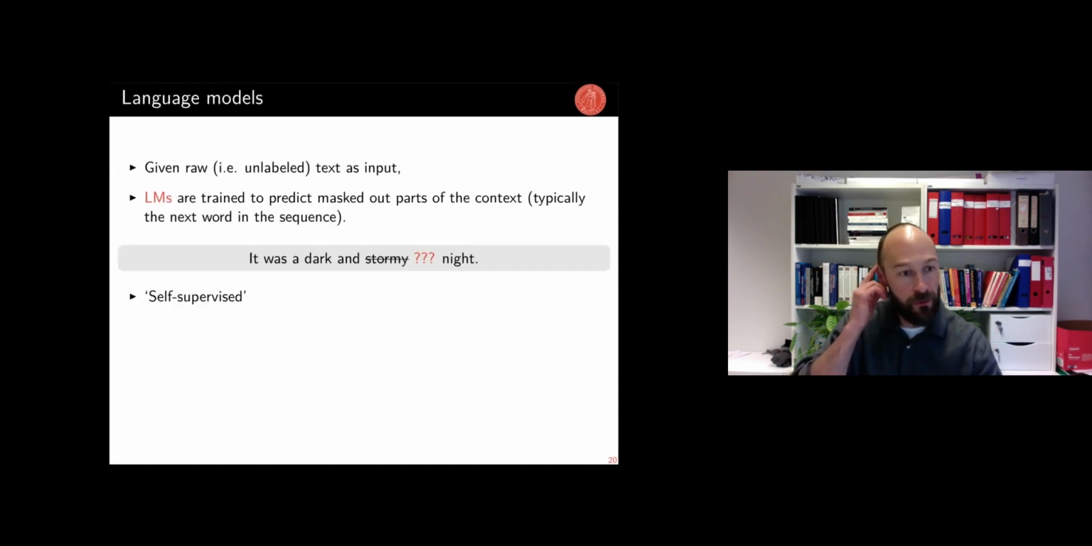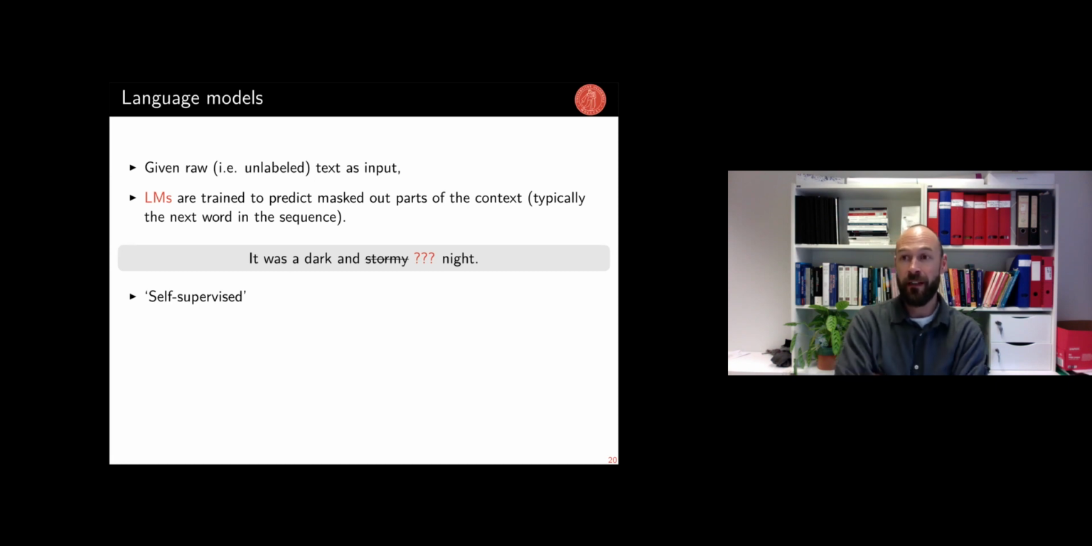Okay, the final main thing I want to touch on is language models. What I mentioned initially was that there's no such thing as a single model for understanding language. But the one thing I think that sometimes has people confused is that we sometimes talk about language models. And what is a language model?